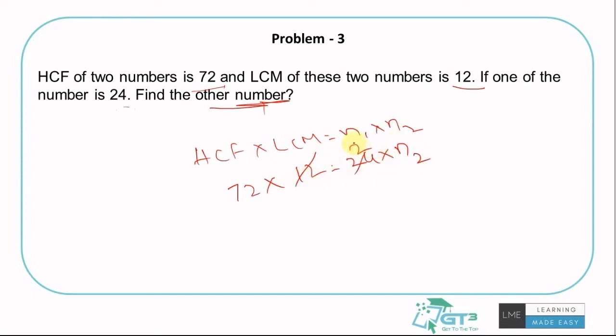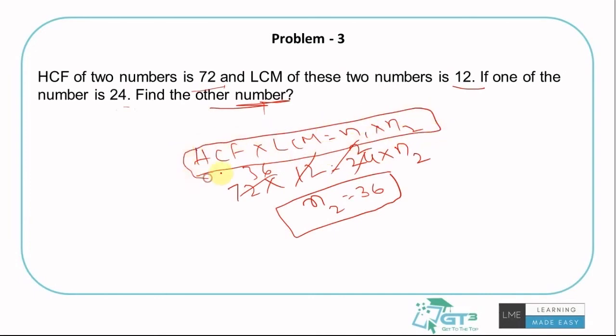12 2s are 24, 36 is the rest. So the other number is, so that means the other number is 36, right? So this is the property which would help you to solve problems like this.